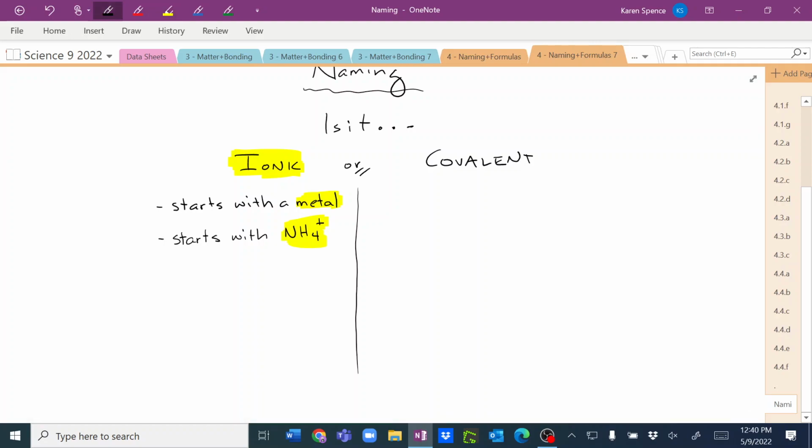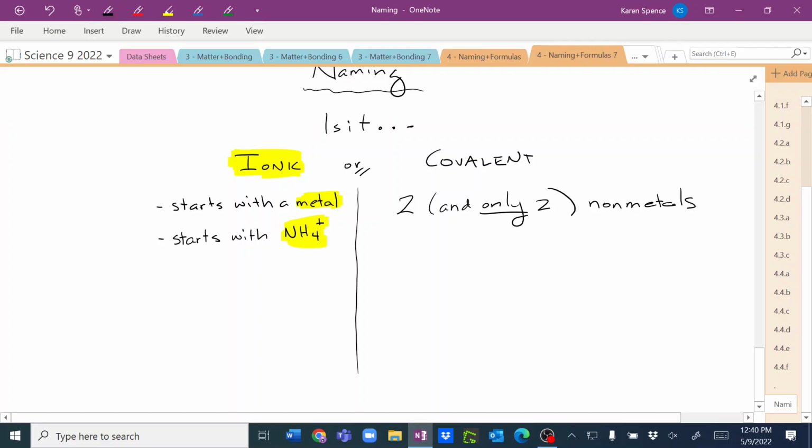How do you know if you have a covalent compound? Nonmetals, and it's two and only two nonmetals. So if you have two nonmetals, it is covalent. And what is special when we have covalent compounds? What do we need to use? Prefixes.